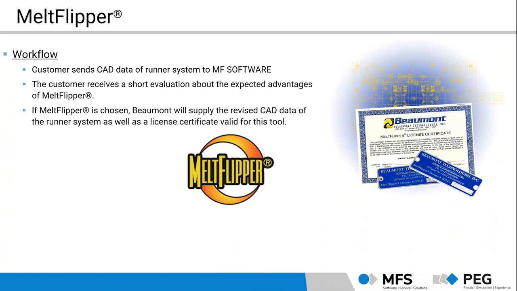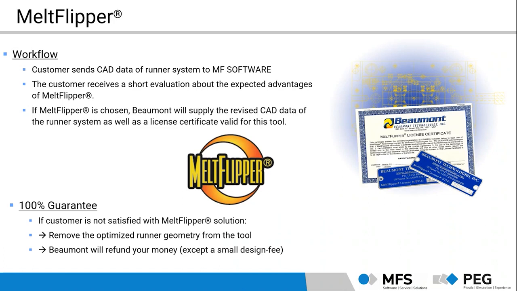And if the customer then chooses to buy this technology for their tools, Beaumont will supply the revised CAD data, so the optimized runner design, to you, together with a license certificate, which is valid for this one tool. And then for you as a customer, it's possible to bring this runner design into your tool and use it over the lifetime of the complete tool.